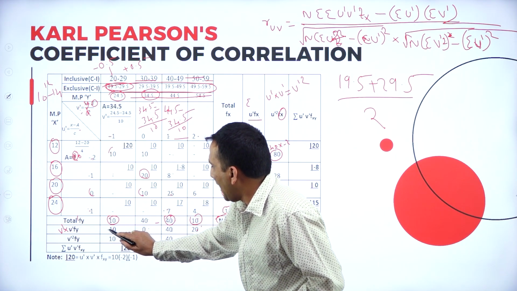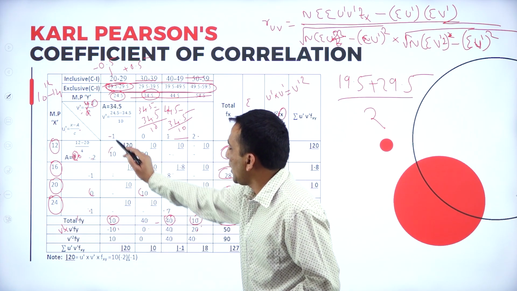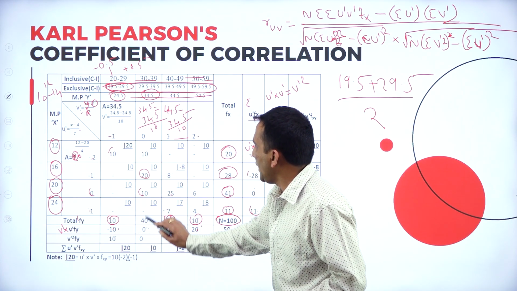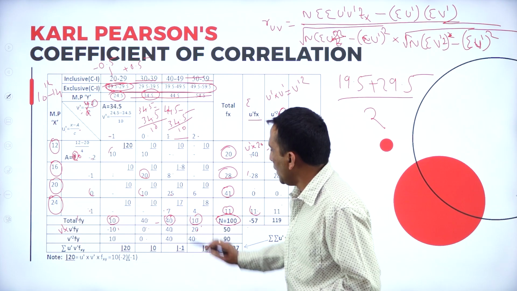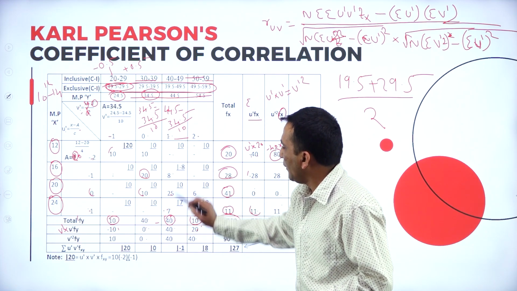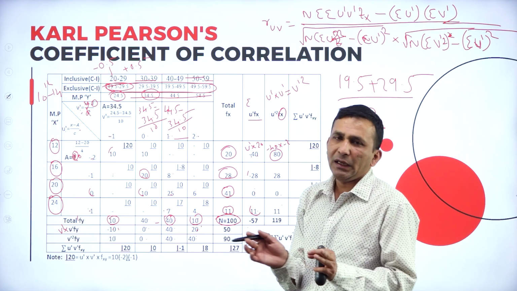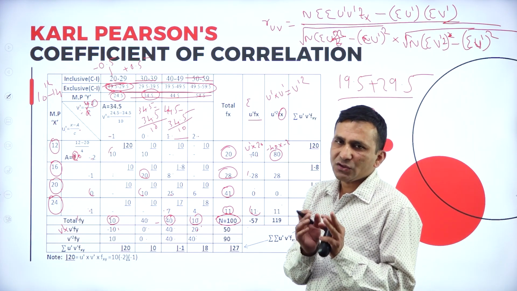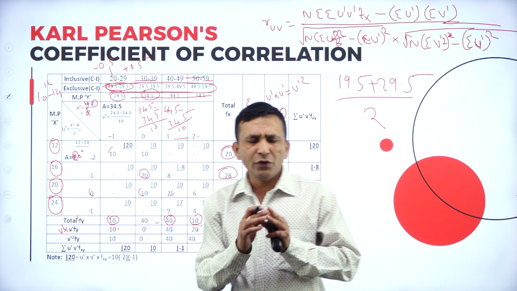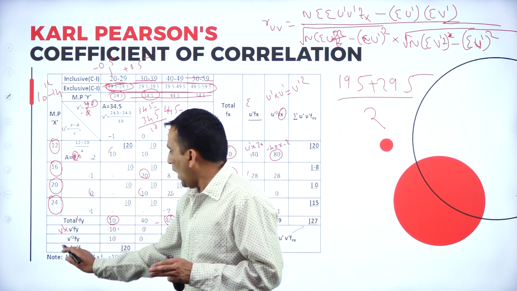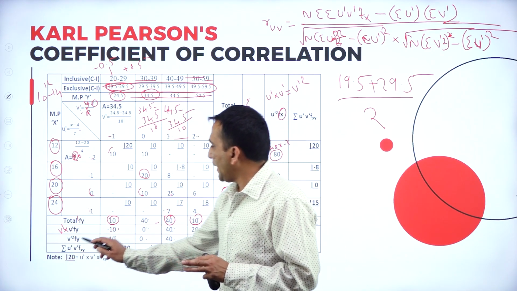Now see, minus 10 into minus 1, plus 10. Now 0 into 0, 0. Next, 40 into 1, 40. Next, 20 into 2, 40. We got V dash square and U dash square. Now, how are we getting the double sigma?